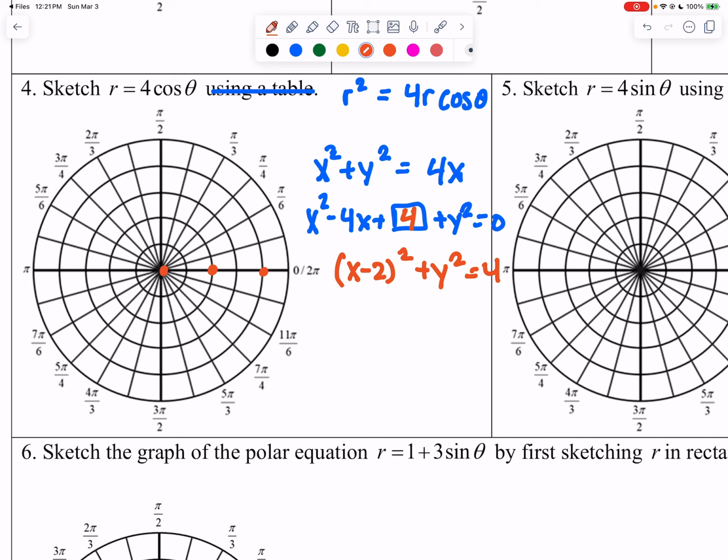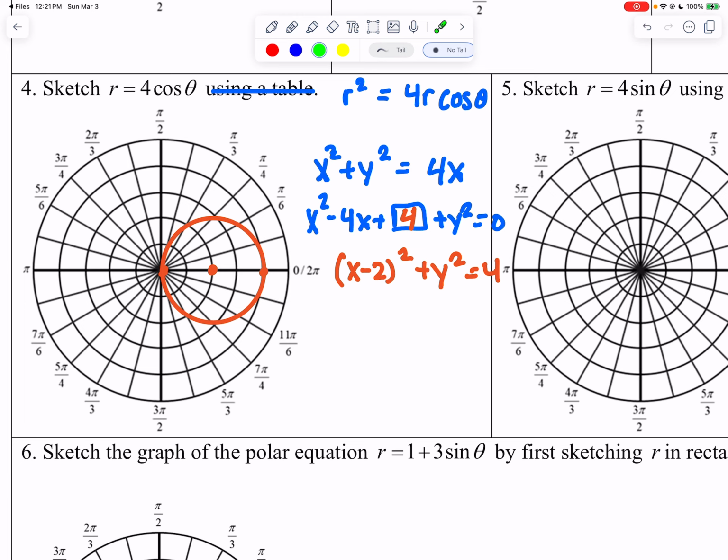Well, as long as it makes a circle, you'll be fine. Ooh, that is not pretty. There you go. And that right here is your polar graph of this based off of my rectangular equation.